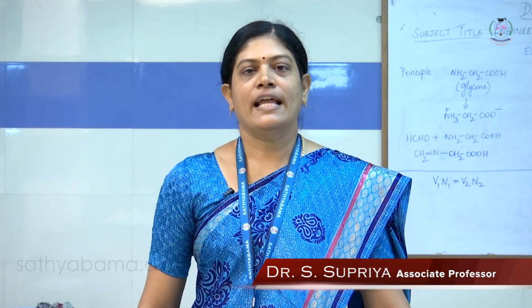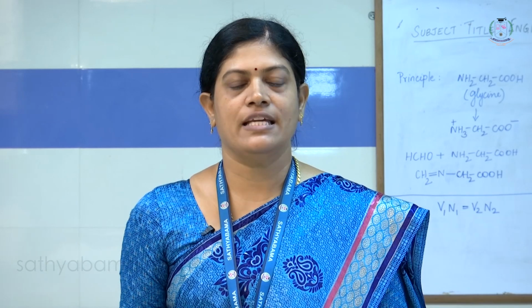Now I am going to explain to you about the estimation of glycine by Sorensen's method. As you know, glycine is an amino acid which consists of an amino group and an acid group. Glycine exists in the form of zwitter ion. Therefore, the COOH group present in the glycine is not free for carrying out the titration with a base, and in that way we cannot estimate it directly by titrating it against sodium hydroxide.